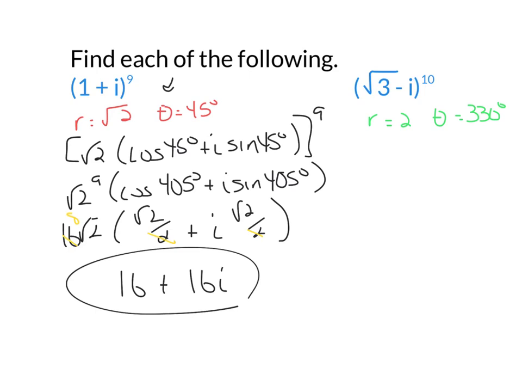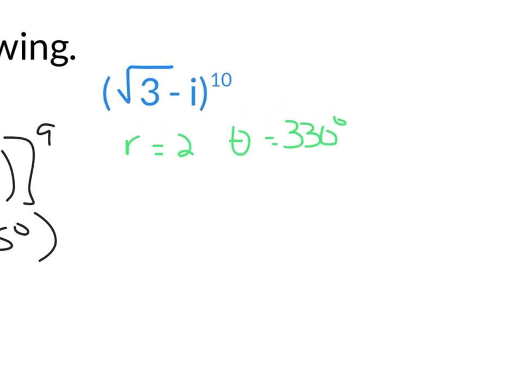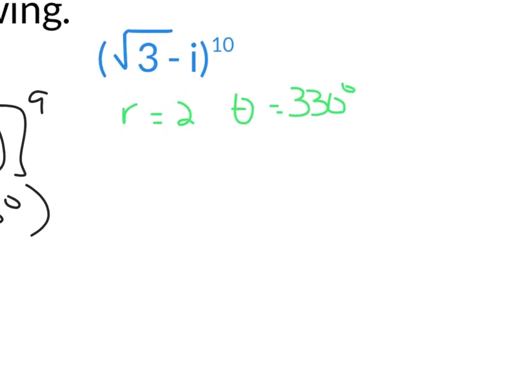I got another one here, so let's see, number 2. Square root of 3 minus i to the 10th power. I went ahead again, found my r, found my theta. So let's go through real quick. If I write it in trig form, it's going to be 2 times cosine 330 degrees plus i sine 330 degrees. And I'm raising all that to the 10th power, which is huge.